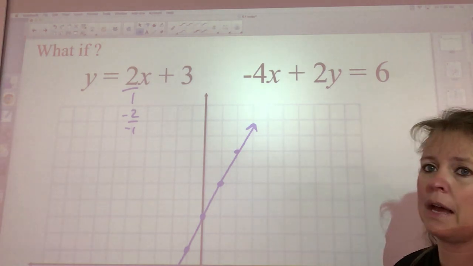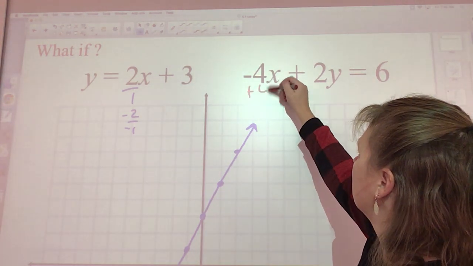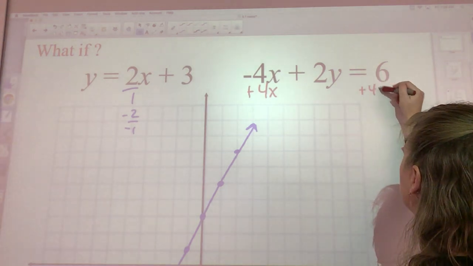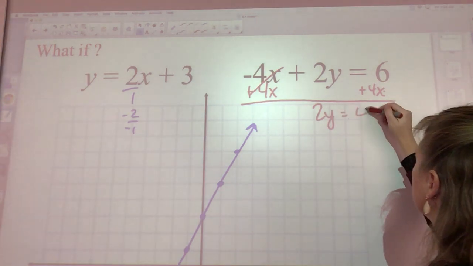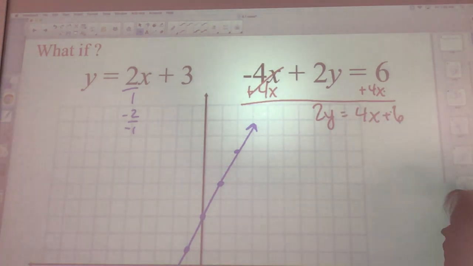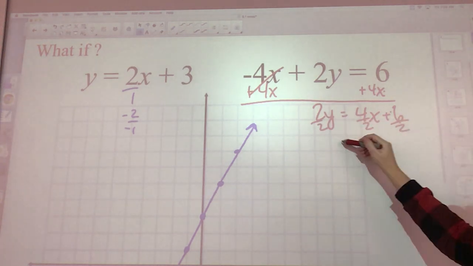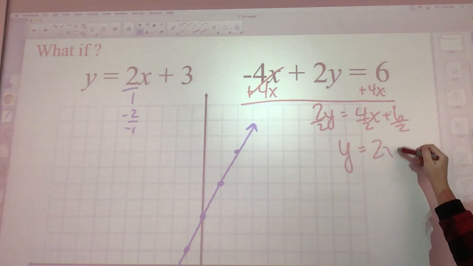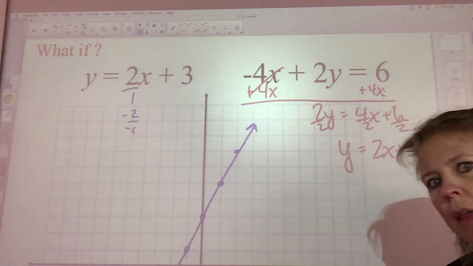This one, of course, is not in y equals mx plus b form. It looks like we've got a 2-stepper this time. I'm going to add 4x to both sides. You get 2y equals 4x plus 6. Divide by 2, divide by 2, divide by 2. y equals 2x plus 3. That looks familiar.